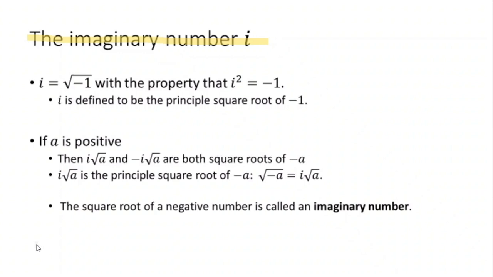And to start off with, we're going to talk about the principal square root of negative 1. We're going to call the principal square root of negative 1 i. So i is going to be defined to equal the principal square root of negative 1, and it has the property that i squared equals negative 1.